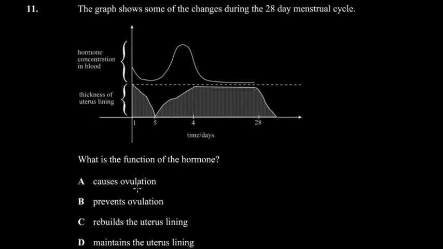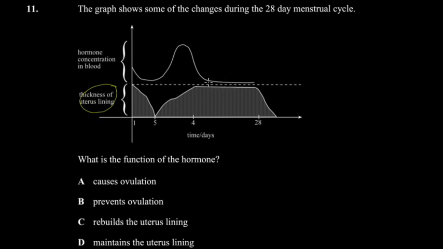It's saying it causes ovulation, it prevents ovulation, it rebuilds the uterus lining, it maintains the uterus lining. So I'm guessing this has to do with the uterus lining. How is the uterus lining varying with the hormone? It can be maintaining or rebuilding. Let's look at it closely. If it's maintaining, then we would expect this hormone to be in greater concentration here so that it can maintain this level. But it's not like that.